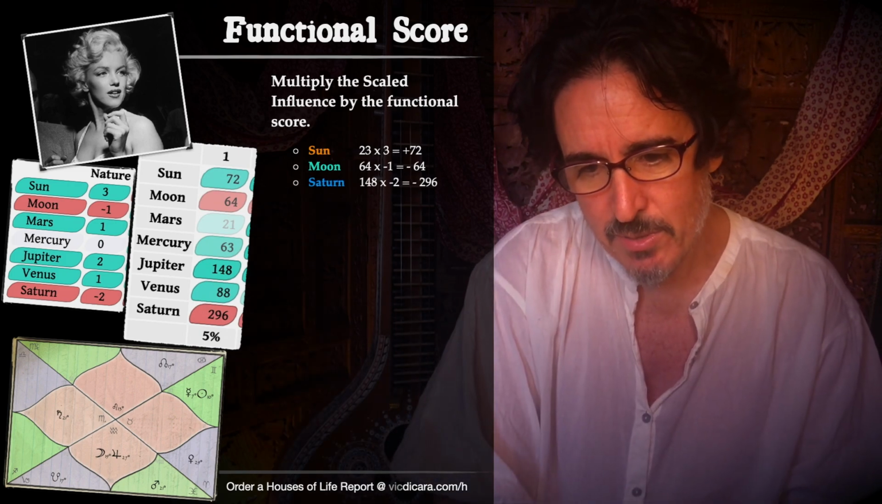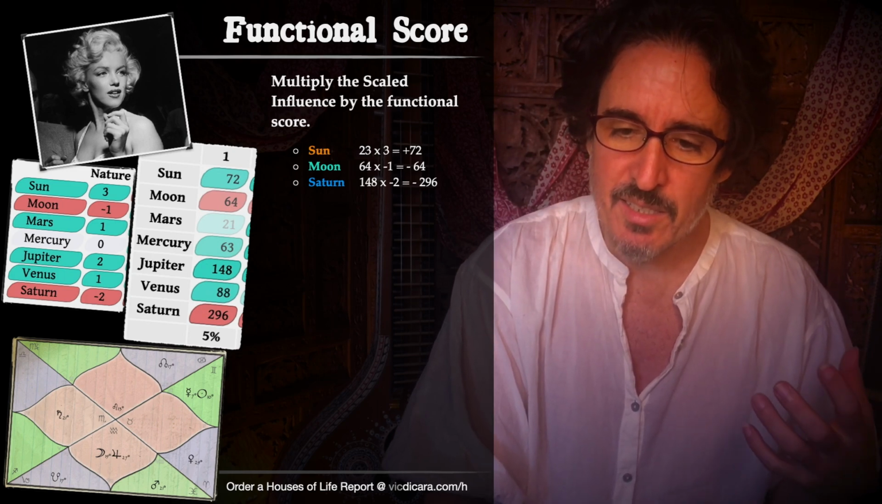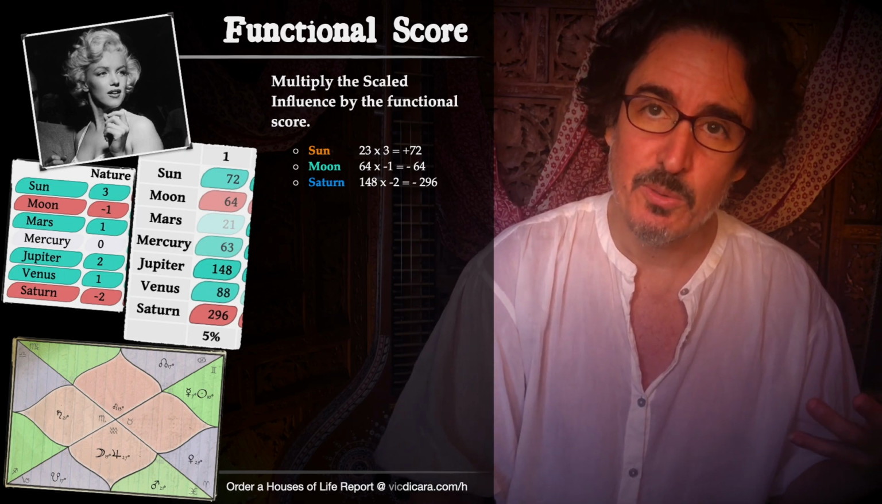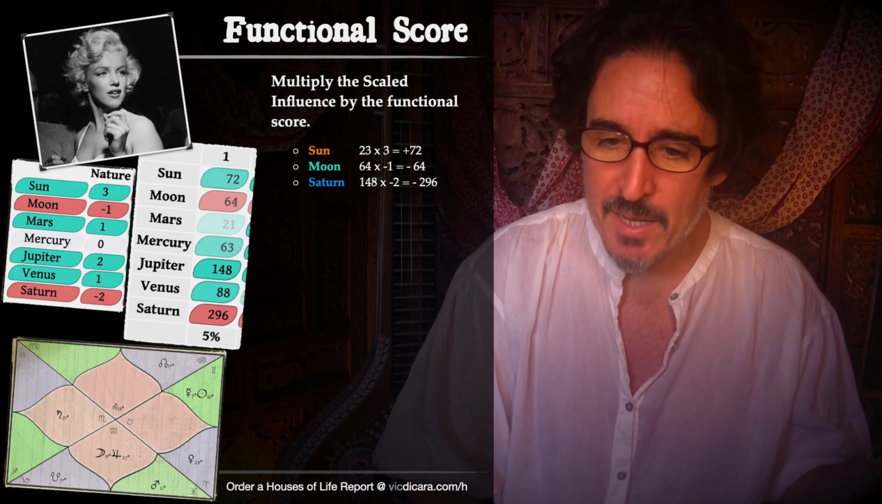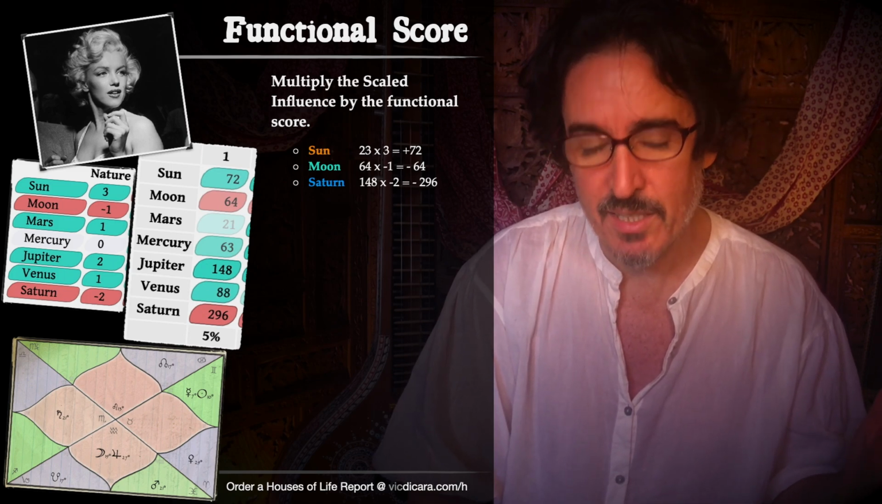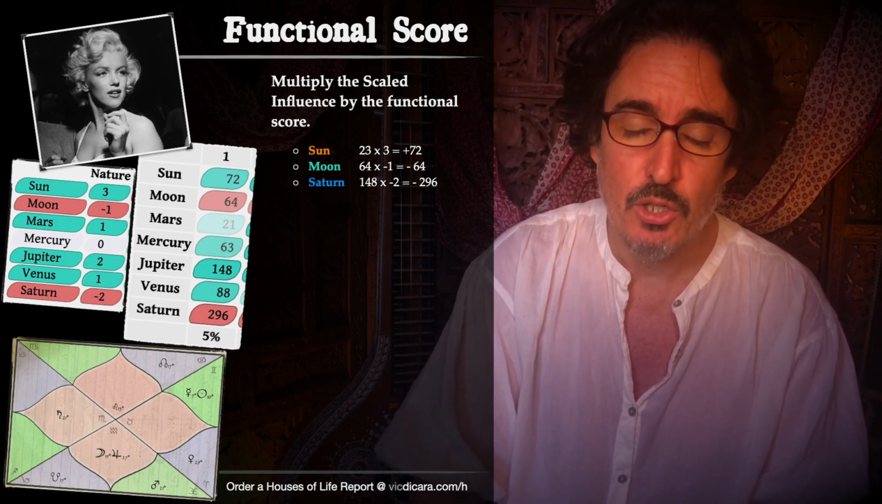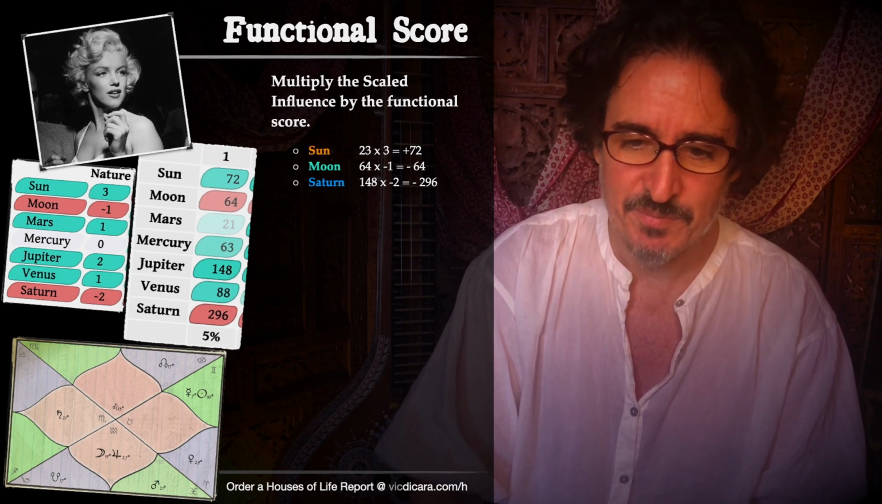Another planet we covered was Saturn. Saturn had 148% impact on the first house, and its functional nature is -2. So it's minus 296%. So it's 296% negative impact on the first house. Huge negative impact on the first house from her Saturn.